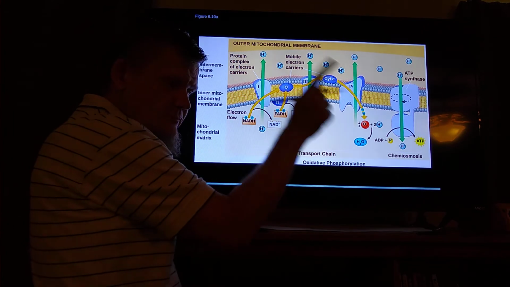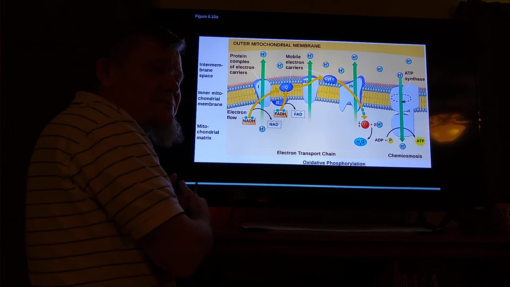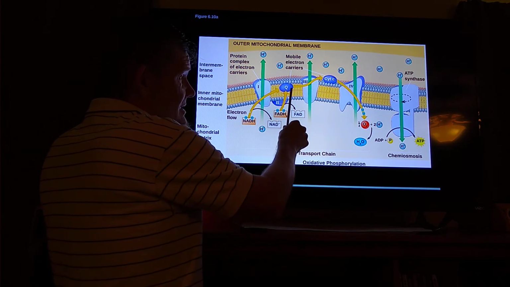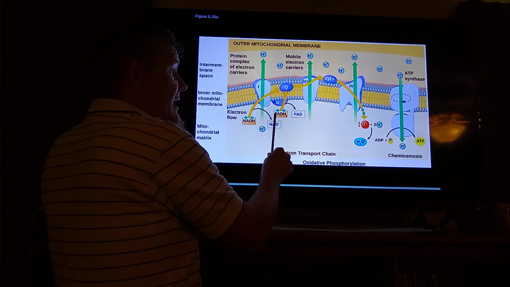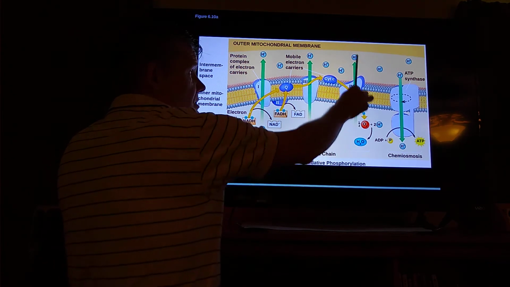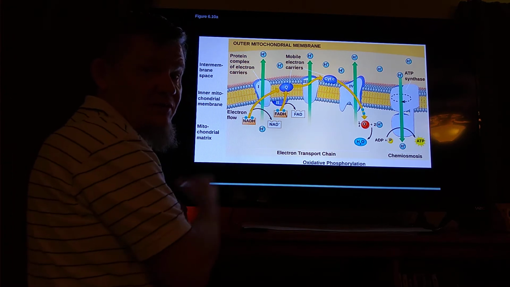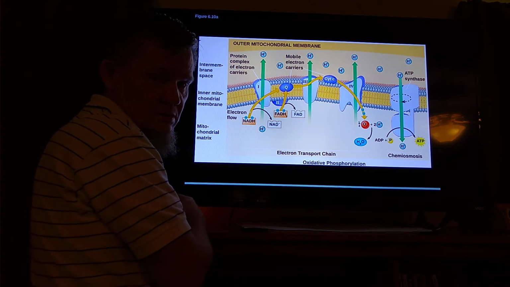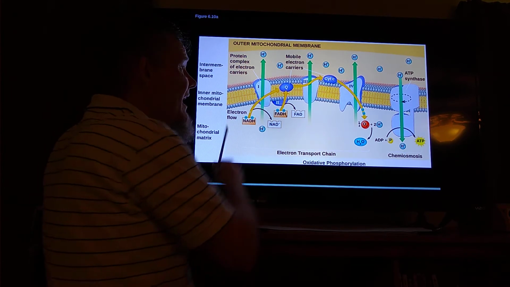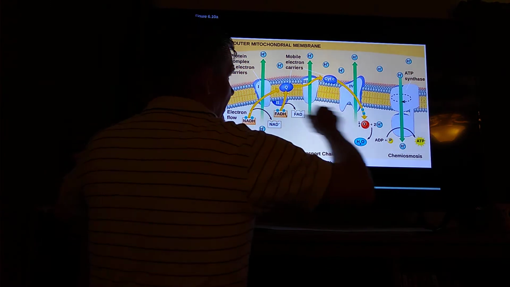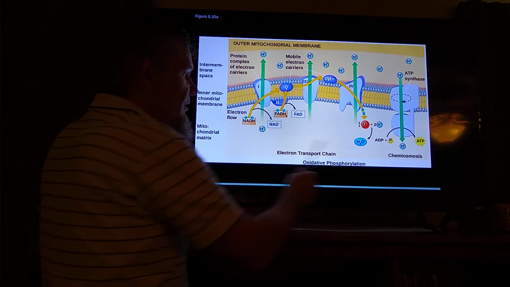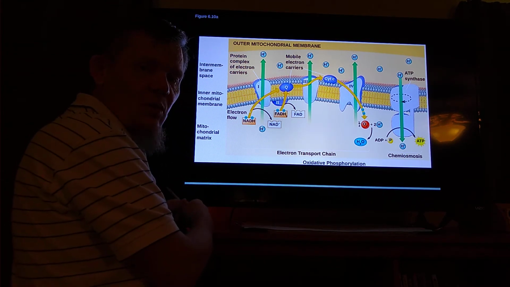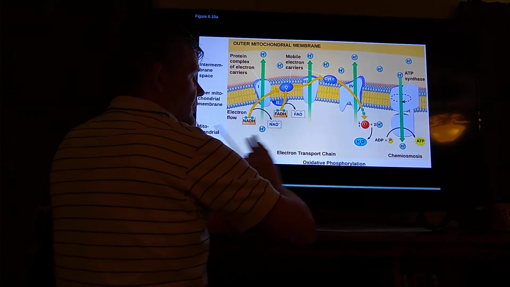FADH2 doesn't carry as much energy as NADH does. It drops off its payload one step down, so it only has enough energy to send 1, 2 hydrogen ions to that intermembrane space. And remember, we talked about diffusion. Diffusion says, if I have a lot of something here and not much of it there, what is it going to want to do? It's going to want to go from where there's a lot to where there's not much.